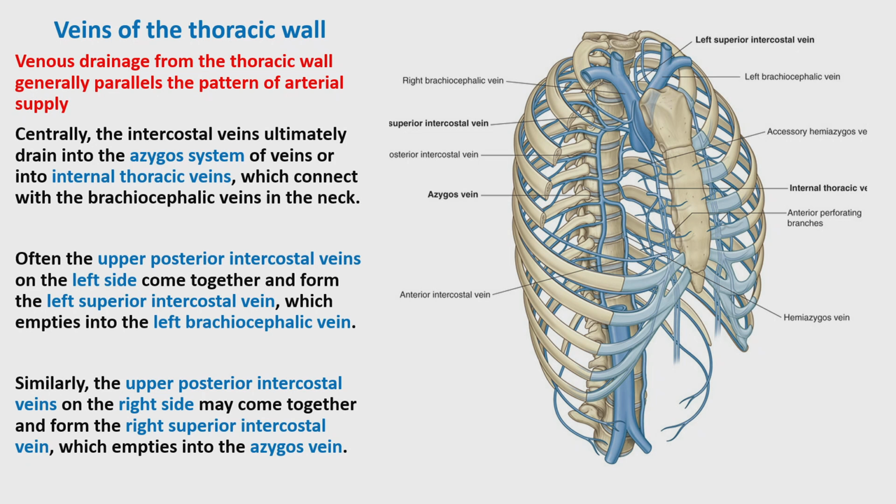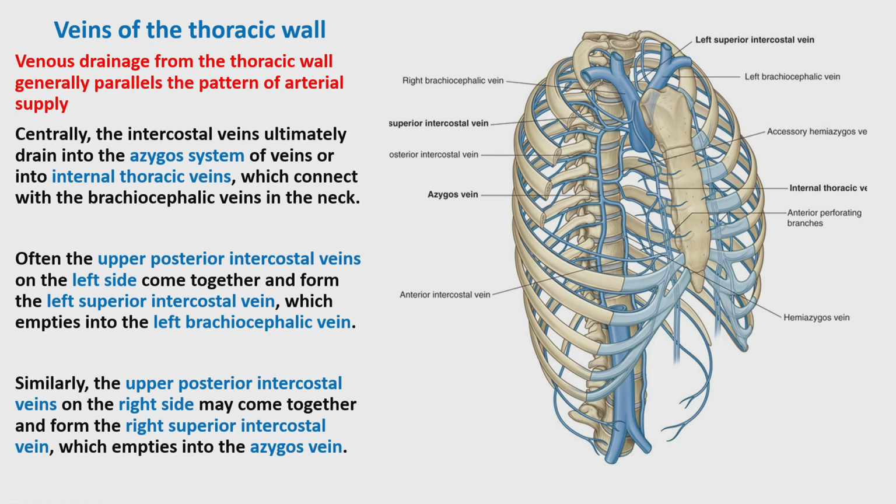or brachiocephalic vein. But finally, those veins of the thoracic wall, mostly they are draining to the azygos system as a posterior intercostal vein, or as an anterior intercostal vein to the internal thoracic vein. So which is finally draining to the brachiocephalic vein or subclavian vein.